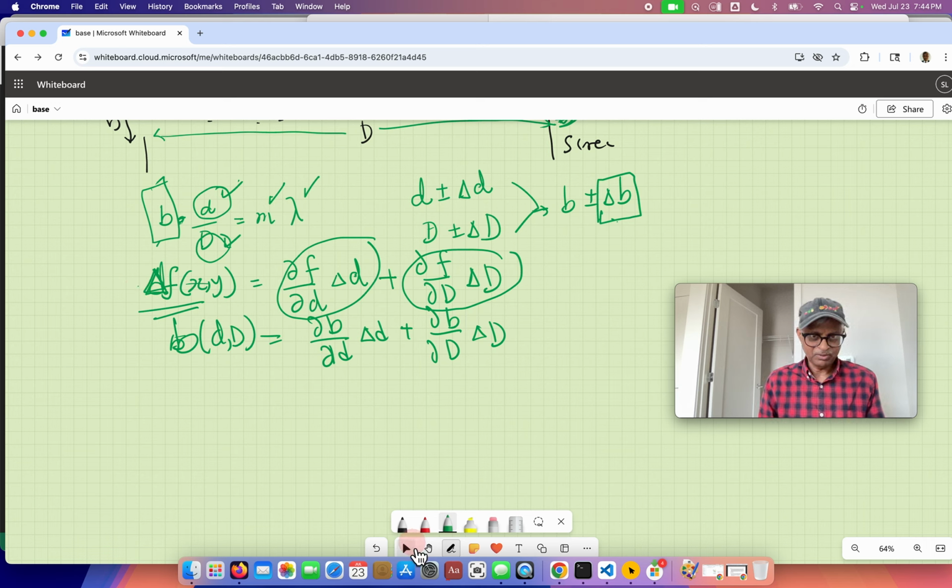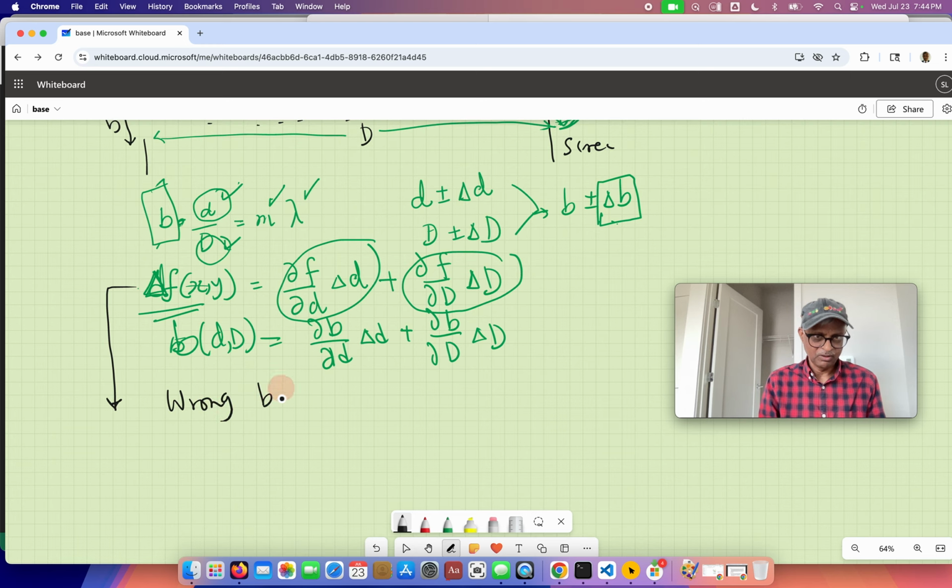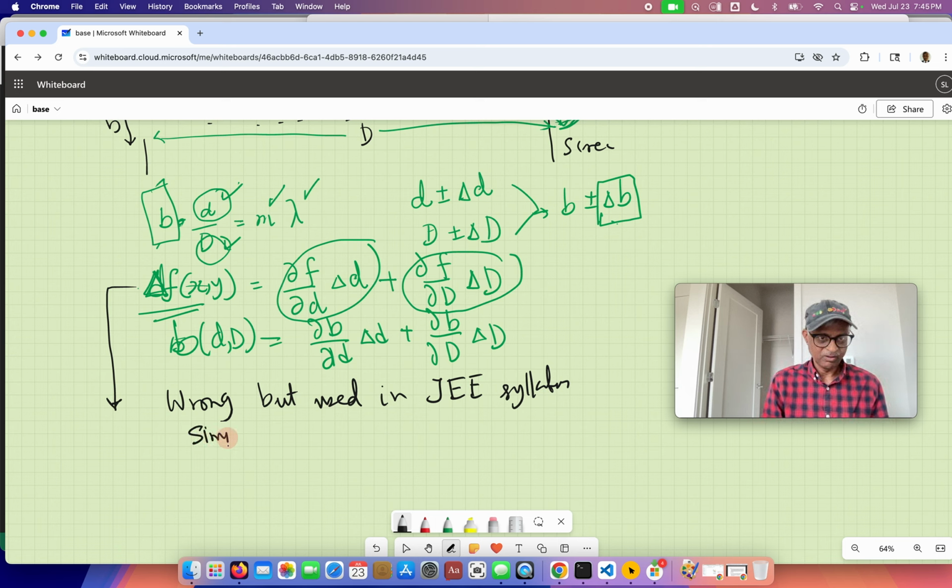Then you have a couple of ways of doing this. This is actually wrong but often used in the JEE syllabus. This is not how we do it. It doesn't have any theoretical justification. It's a so-called simple-minded formula.